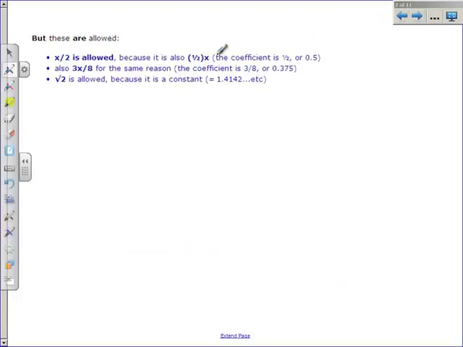You can do x divided by 2. That's the same thing as 1/2 x. That's a common misconception. You can divide by numbers. That's okay. Again, like 3x over 8 would be the same thing as 3/8 x. The coefficients can be fractions. Square root of 2 is a real number. It's okay. You just can't have the square root of a variable.